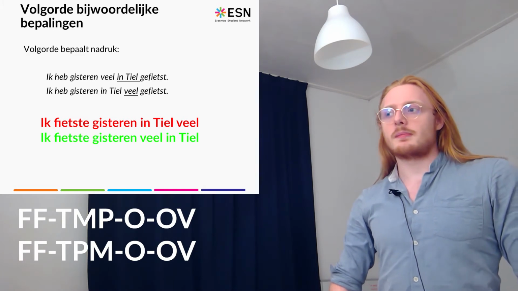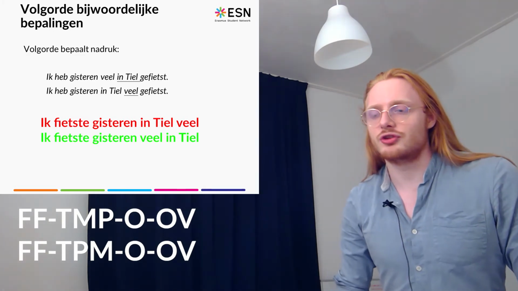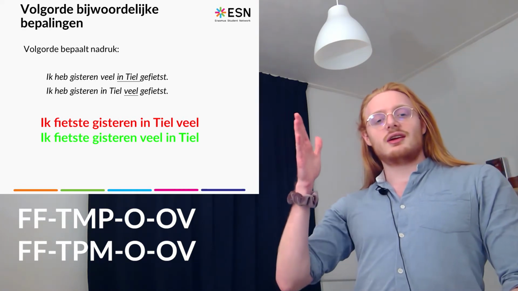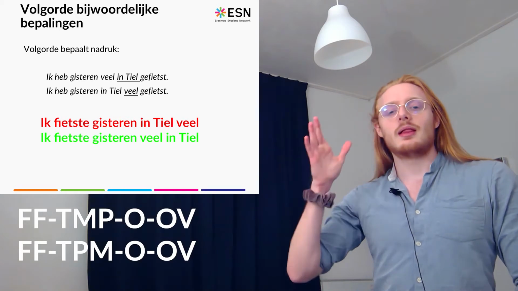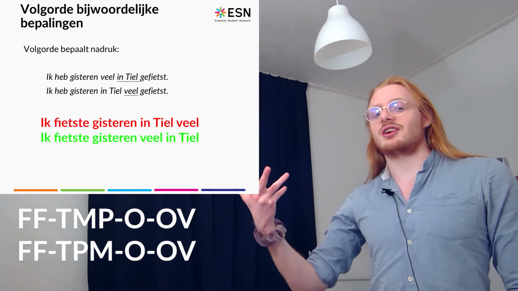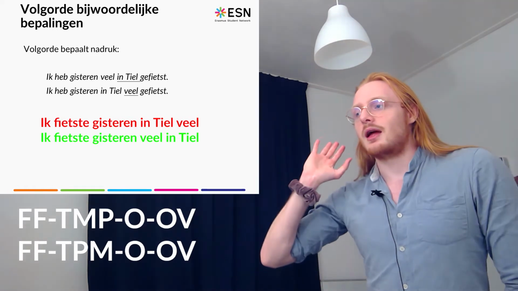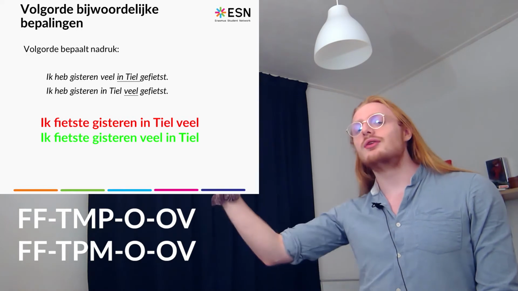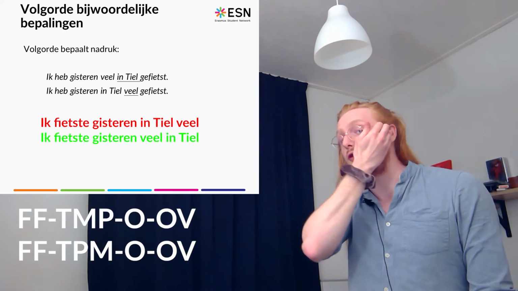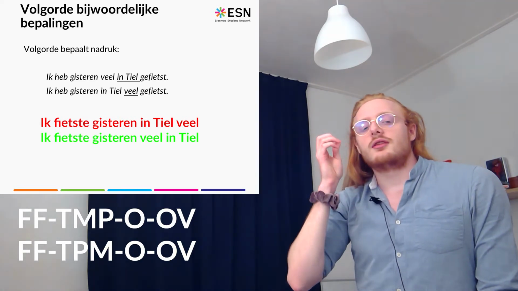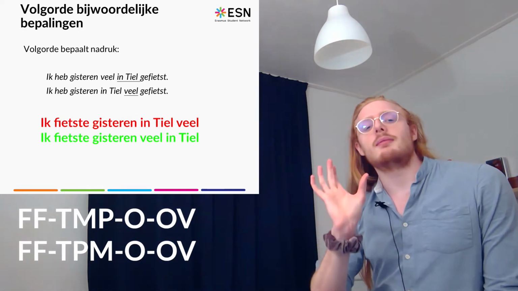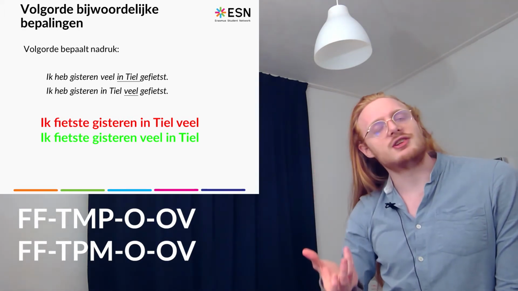If the sentence does not have another verb, but it is just a present simple, ik fiets, or ik fietste gisteren veel in Tiel would be correct, but ik fietste gisteren in Tiel veel would not be correct. You can only do this inversion or changing if there's another verb in the sentence. And furthermore, this changing is only between the manner and place adverb, but not really with the time adverb. So gisteren really always stays at its place.